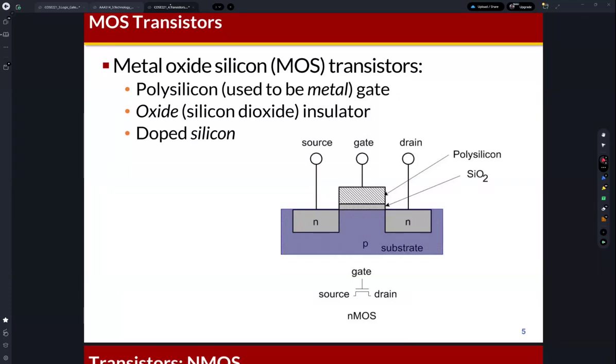By combining these different types of silicon, we can make a transistor, and this type of transistor is called a metal oxide silicon transistor. So it's called the MOS transistor. Okay, and this is the structure of the MOS transistor. Actually, NMOS transistor.